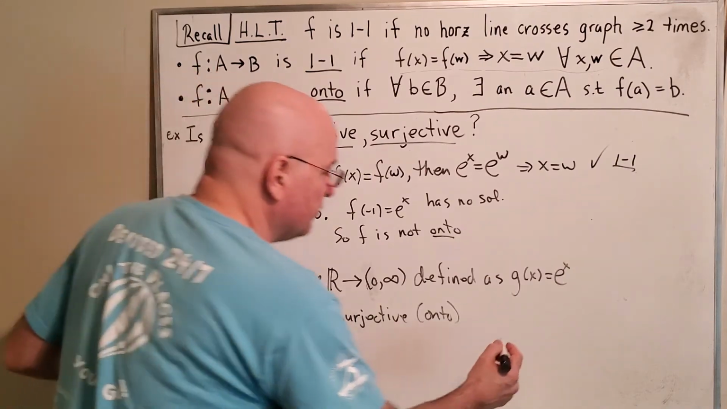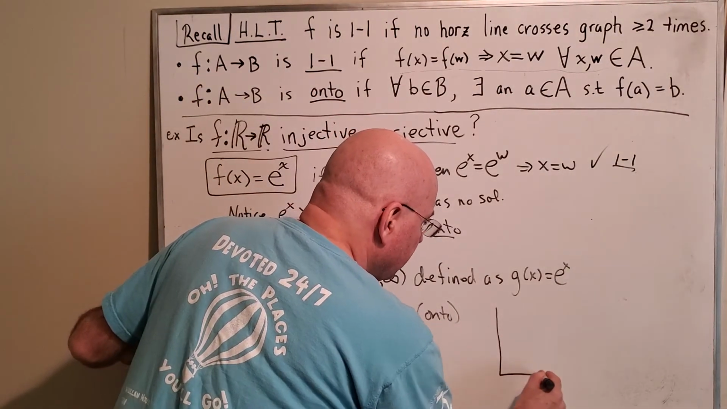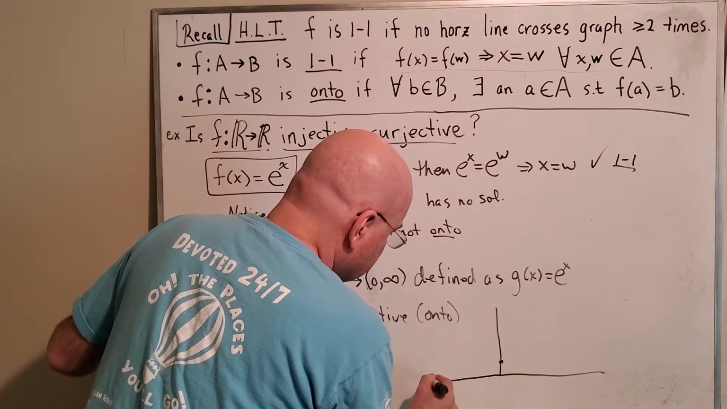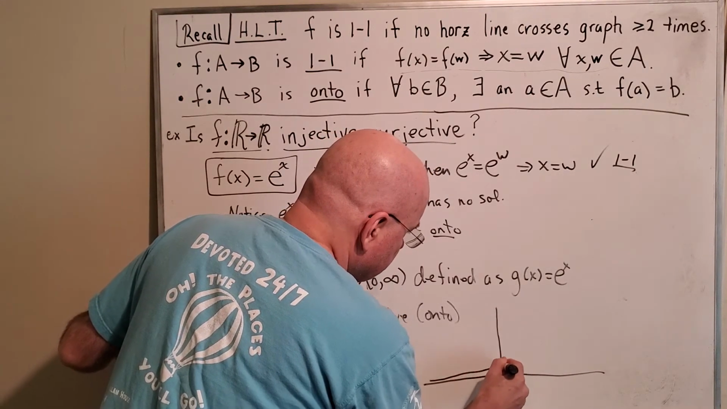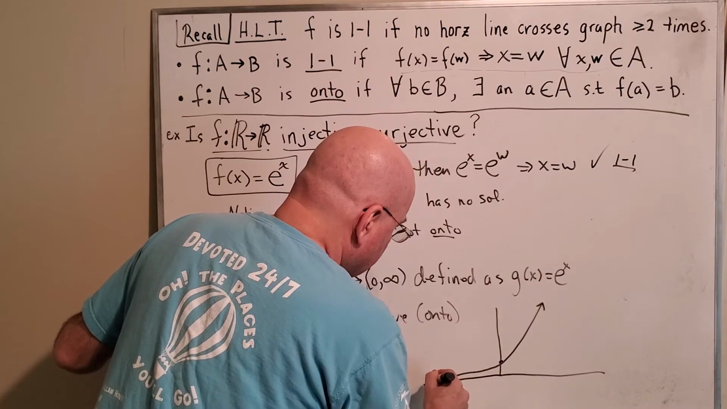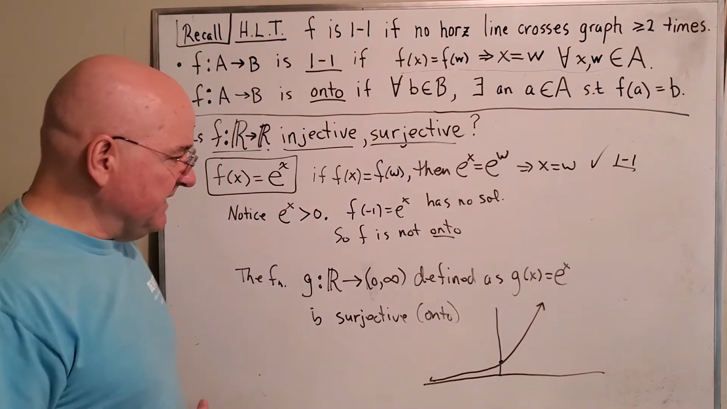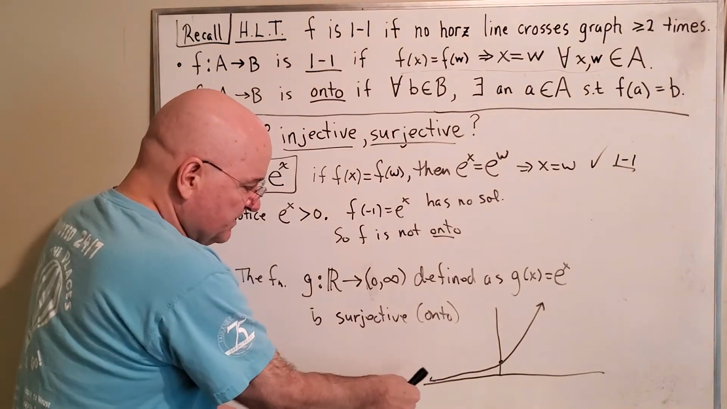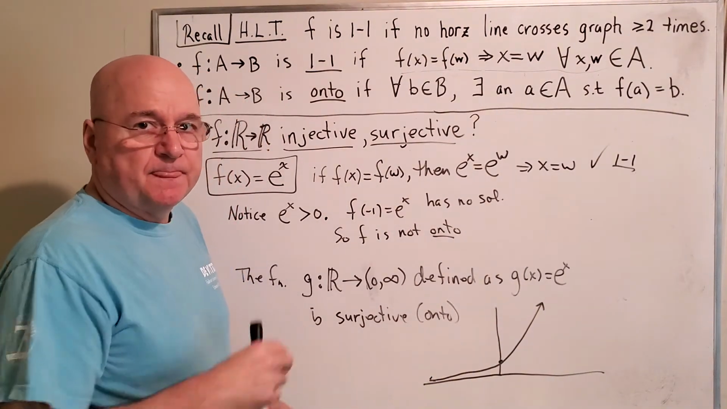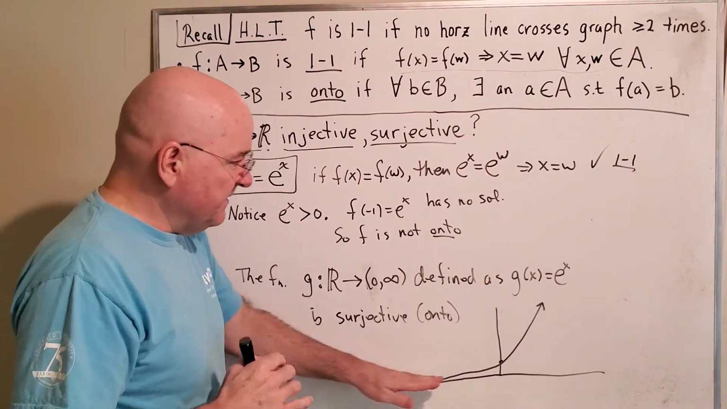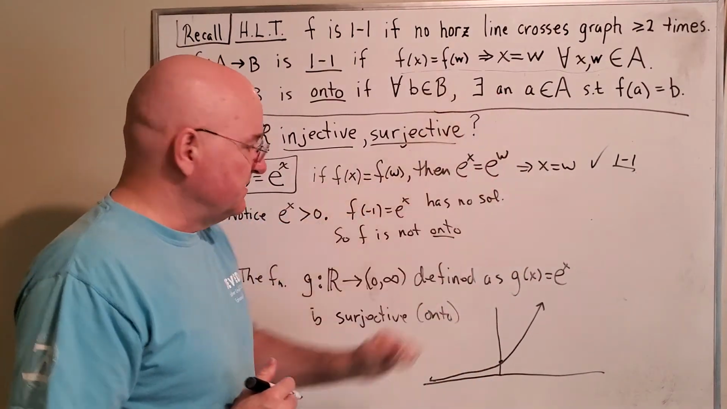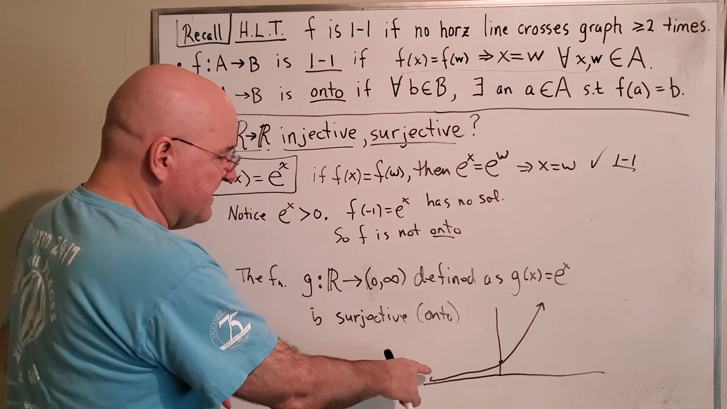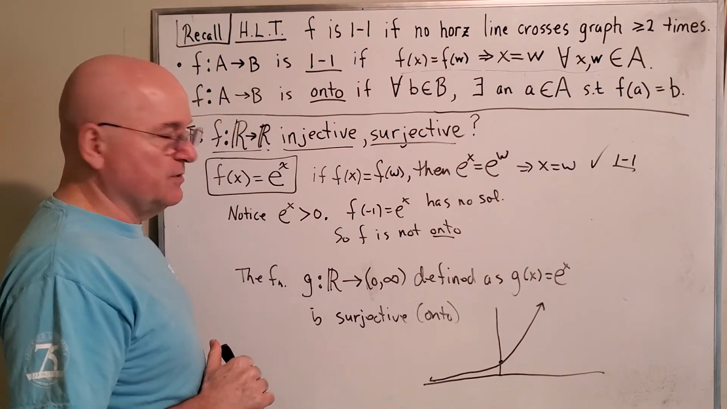And if you remember real quickly what the graph looks like of e to the x, something like this. And you can see pretty easily that the heights this function takes on can get as close to 0 as you want to as you go to the left, anything positive, and then it goes all the way up to infinity. So because we change it to this, 0 to infinity, now we have an onto or surjective function.